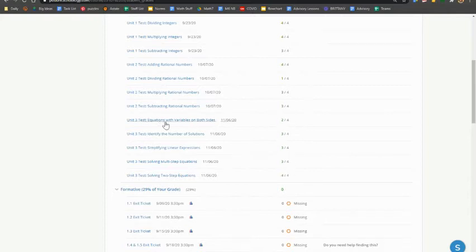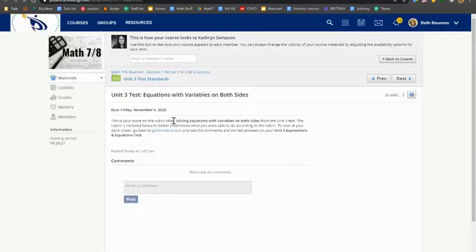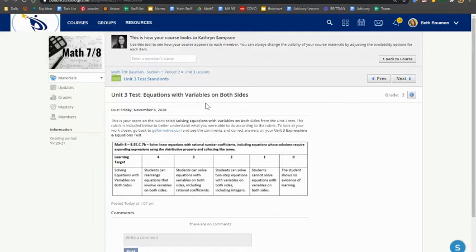Now, if you want to say, okay, what is equations with variables on both sides? What does it mean if I scored a 2? If you click on that standard, that Unit 3 test, equations with variables on both sides, it explains that this is the rubric you were scored on. So she scored a 2, which means she scored right here. The student can solve two-step equations with variables on both sides, including integers. But when Kathy tried to do it with rational coefficients, like fractions and decimals, she wasn't able to do it. So that's what it means that Kathy is right here on her ability with variables on both sides of the equation. It also explains here to look at your work closer, go back to goformative.com and see the comments and correct answers on your Unit 3 expressions and equations test.